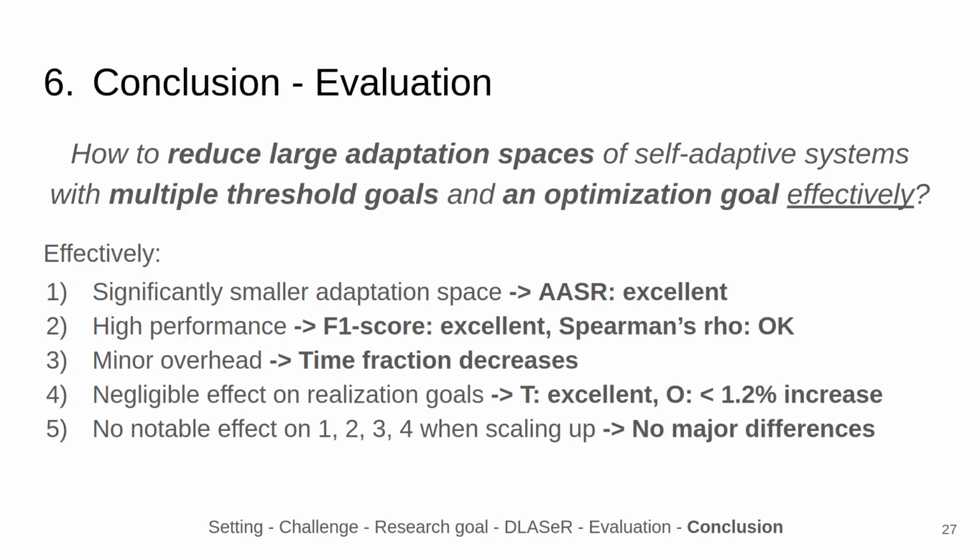As for the overhead, we used the learning time and the time fraction. We observed that the time fraction decreased with increasing adaptation space. For the effect on the realization of goals, we observed that the threshold goals were always satisfied for both instances, but the optimization goal was slightly compromised in favor of a large adaptation space reduction, yet this compromise was quite small. It was less than 1.2% for the larger adaptation space. So overall, we observed no major differences when scaling up from the smaller setting to the larger adaptation space.